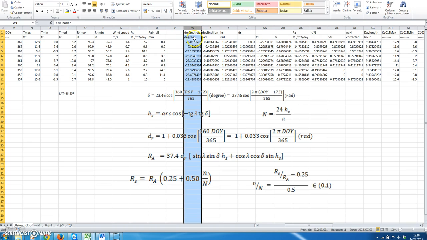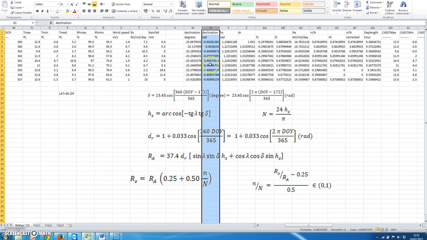Then we convert the declination in degrees to radians. How do we do that? Simply by multiplying by pi and then dividing by 180. So now in this column we have the values of solar declination in radians.